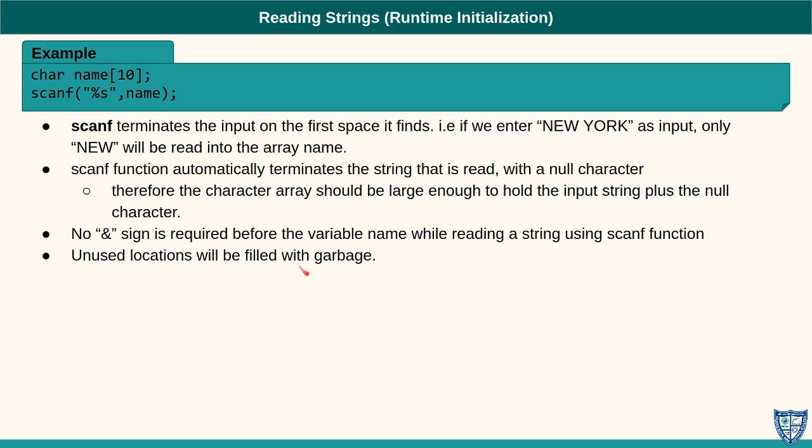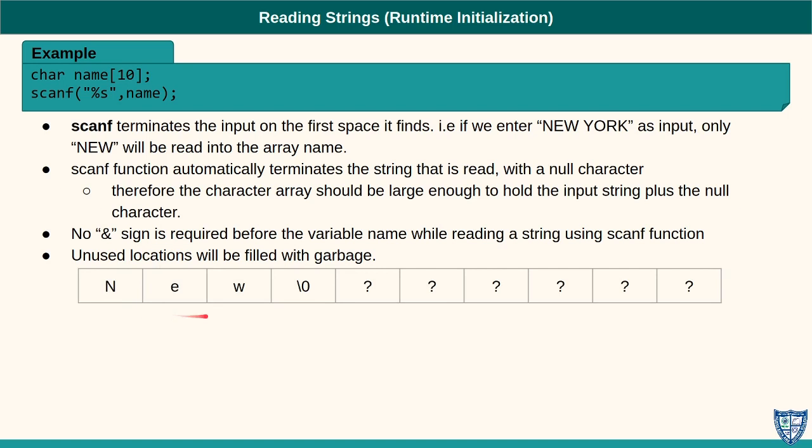The unused locations will be filled with garbage. Suppose I am entering a name as ABC. Still there is space for 7 more letters. So what will be there in the other locations? At the first location, or the 0th index of name, will have the first letter I have entered. The first index will have the second letter I have entered, and so on. The remaining locations will be filled with garbage values. Garbage means we don't know what will be the value there. Some garbage value will be there. Garbage means waste, so waste value. So we are not sure what will be there. So this will be the case then.